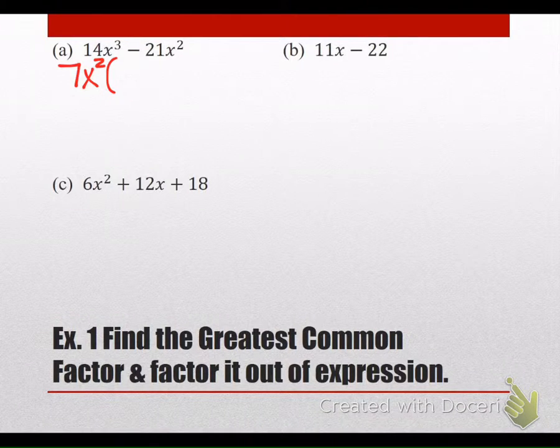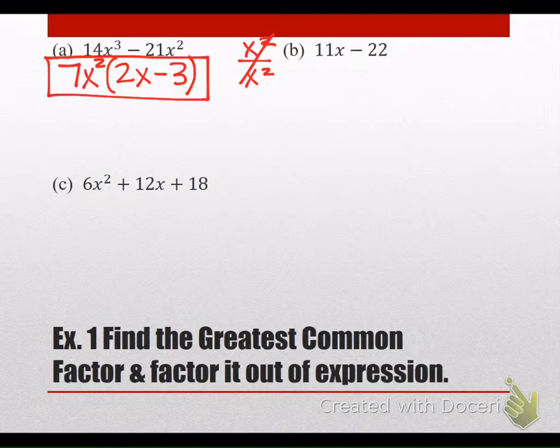So what is 14 divided by 7? 2. But what is x cubed divided by x squared? And this will require going back into your memory. x, because when we divide powers that have the same base, we're supposed to subtract the exponents. So x cubed divided by x squared is absolutely x. What's negative 21 divided by 7? Negative 3. What is x squared divided by x squared? It's not 0. It's equal to 1. Anything over itself is equal to 1. So x squared divided by x squared is 1. And since we already have a 3, really we're doing 3 times 1, which is 3. So we're left with our final answer of 7x squared times 2x minus 3.